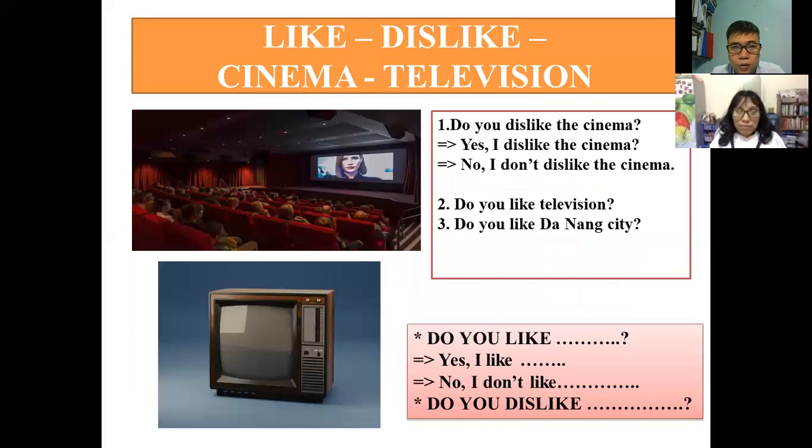So, like, dislike, television and cinema, okay? Do you dislike the cinema, yes or no? No, I don't dislike the cinema. I like cinema. Do you often go to the cinema on weekends? No, I don't often go to the cinema on weekends.